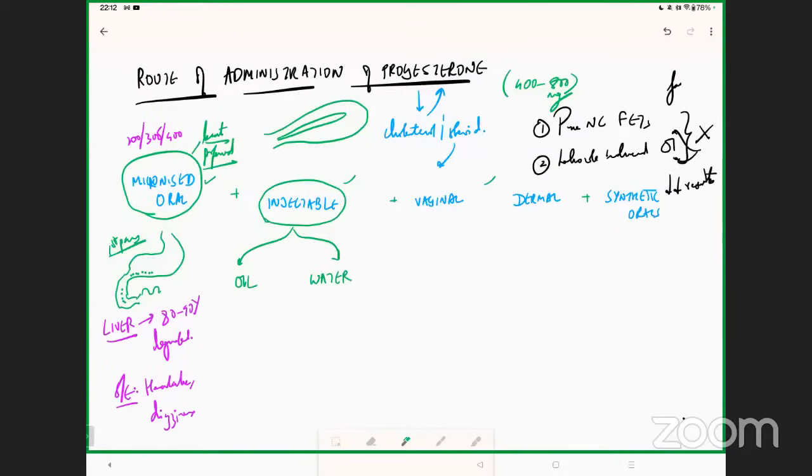But just remember, oil based is going to be stored better. Water based is going to be equivalent to oil, but it is not better than oil. So no study states that aqueous injectable progesterone is better than oil based. It is an equivalent study.